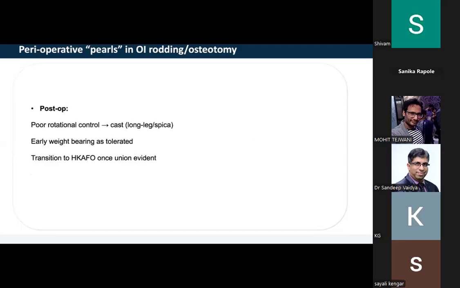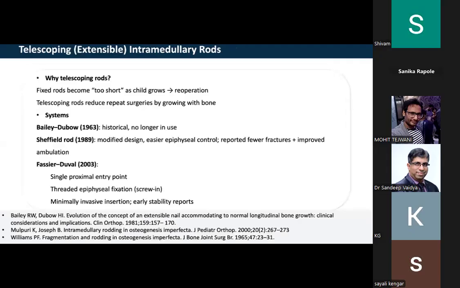So post-op strategy also matters. Immobilization versus early mobilization is a thin, fine balance that has to be tailored on a patient-to-patient basis. As I have already said, rotational stability is going to be poor, so we need to put them in a cast like a spica or a long leg cast initially. Then we encourage early safe weight bearing once everything is stable, to avoid prolonged immobilization that will eventually worsen the osteopenia, and then shift to an HKAFO when union is evident, to protect during mobilization.